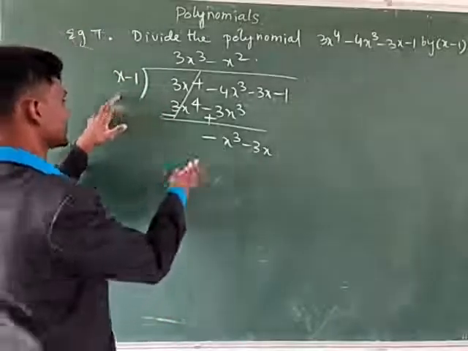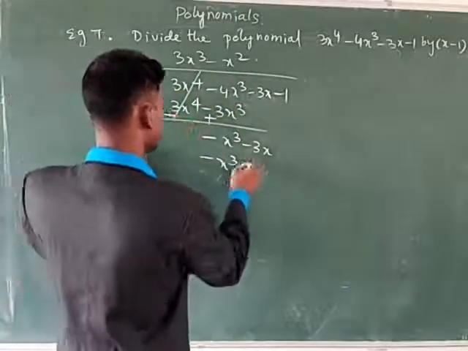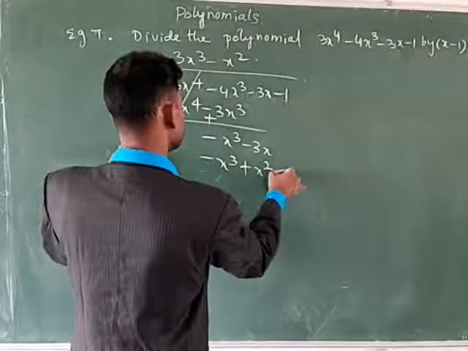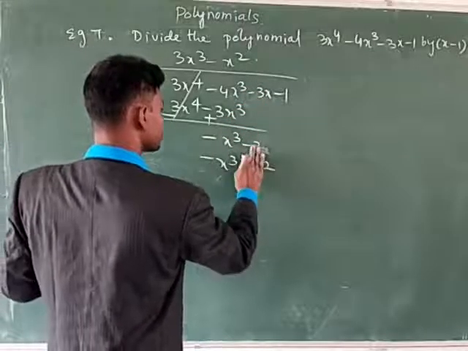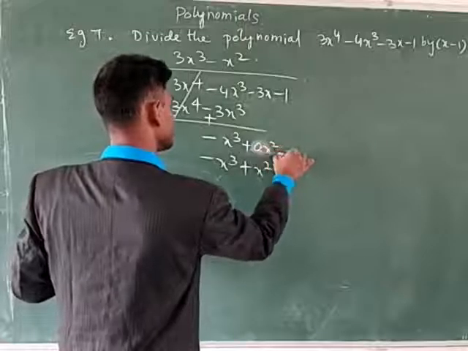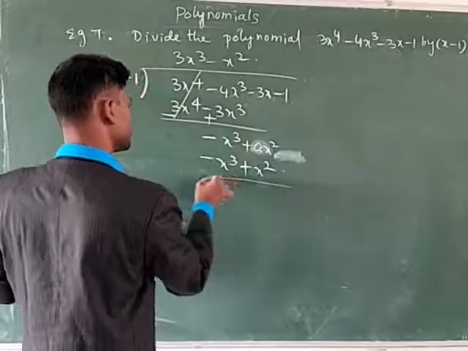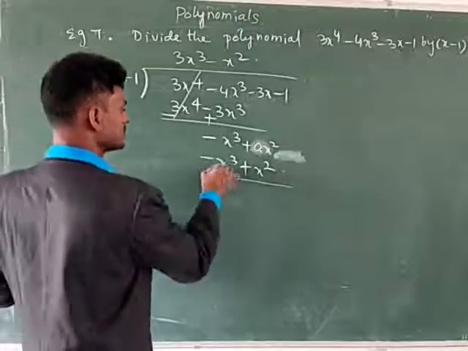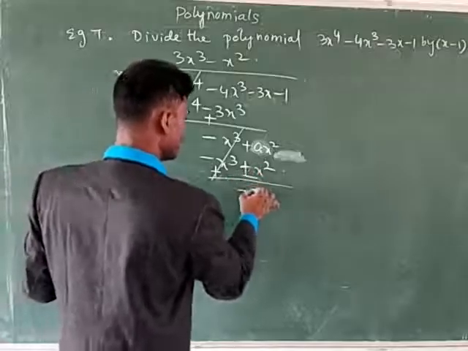Minus x square into x is minus x cube, minus x square into minus 1, minus into minus is plus x square. Here the x square term is not there, no problem. Then you have to write here 0 into x square minus 3x. Don't write this one, you can leave it. Here this is plus, here minus, this one cancels. Then this is minus x square.